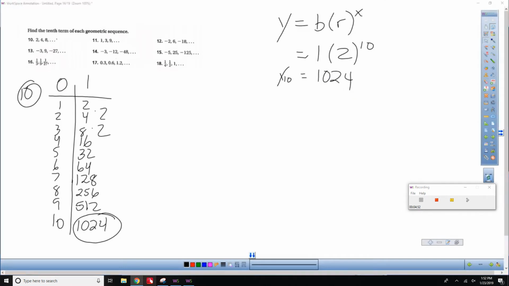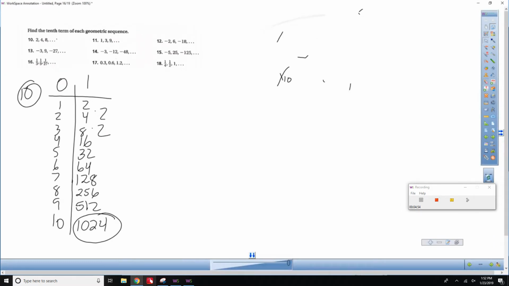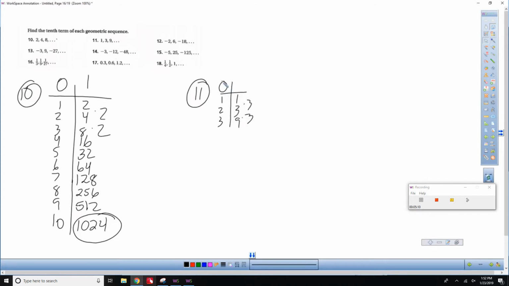Okay. Let's see what we're going to do next here. I'm going to erase this so I can have a little bit more room. And then I'm going to click on my pen, and I'm going to do number 11 next. The first term is 1, the second term is 3. We know that it's a geometric sequence. The common ratio is 3. The y-intercept is 1/3. So this is going to be a sub n equals 1/3 times 3 to the x power. Okay?